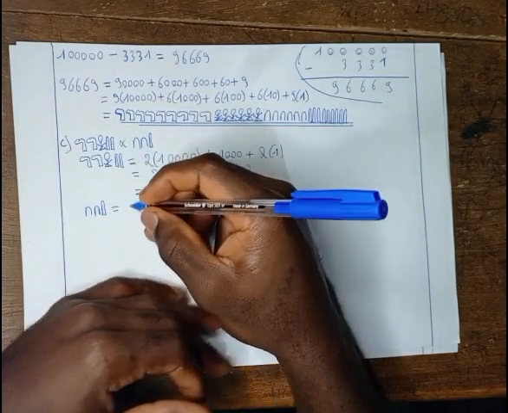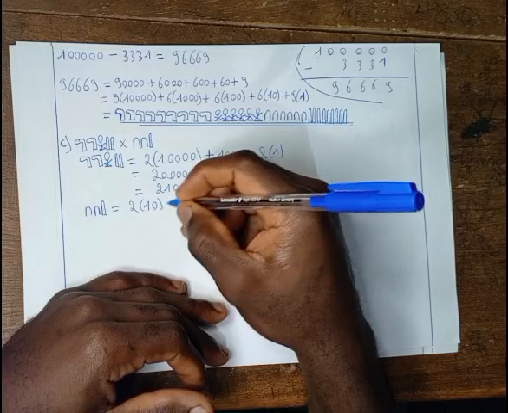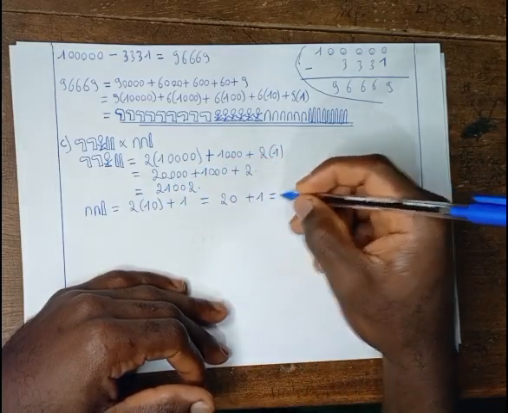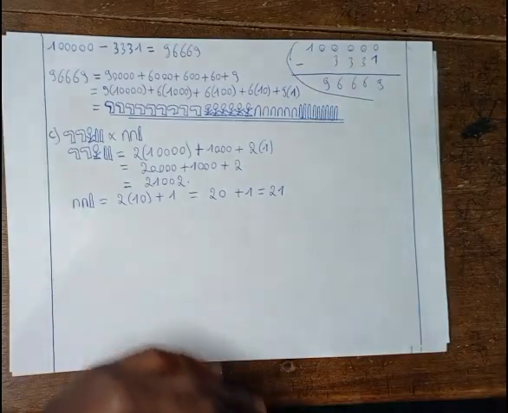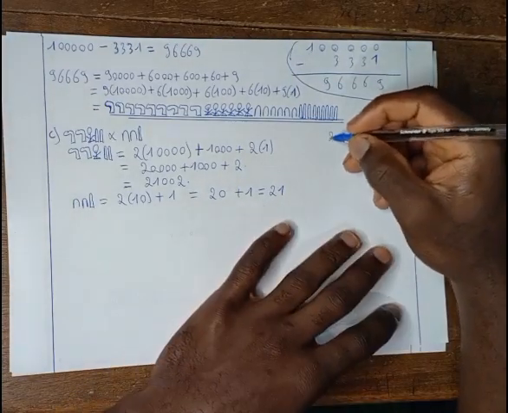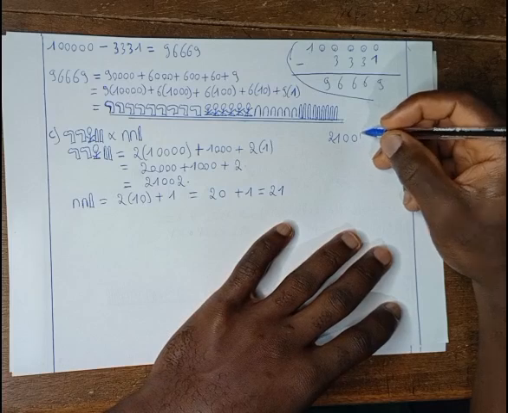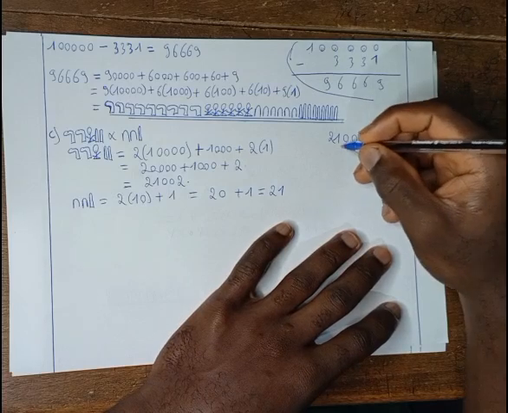Next, we have a second number. We have 2 halbones, so 2 times 10 plus 1, which is simply equal to 20 plus 1. It gives us 21. So we have to multiply the number 21,002 by 21.